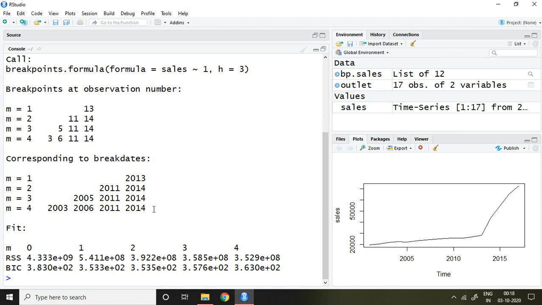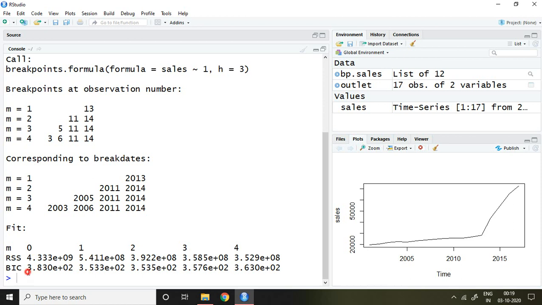So these are the ways through which we can check multiple structural breakpoints in any particular series. Now, either this is the period with which we can proceed further, or we can check again, because my plot suggests to consider only two structural breakpoints.